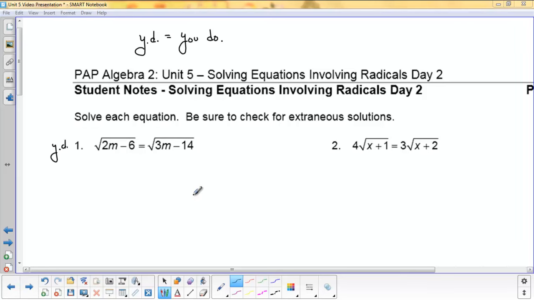All right, today we're going to be solving equations involving radicals, but these ones are going to be a little bit more complicated, a little bit more complex. I'm also going to ask you to do a little bit more work as you go along.